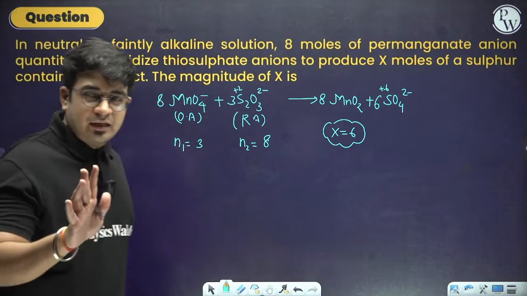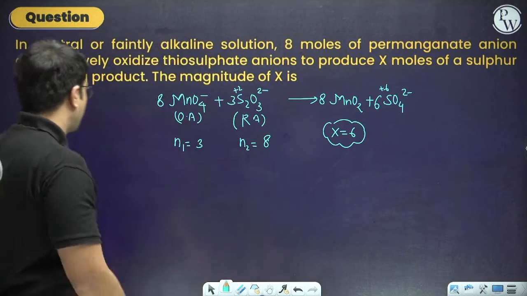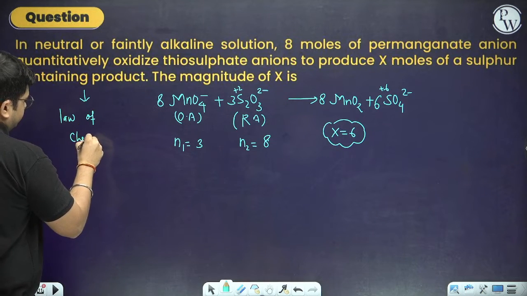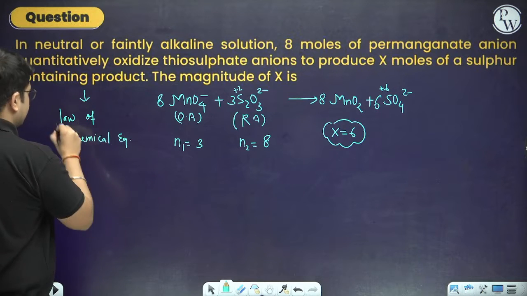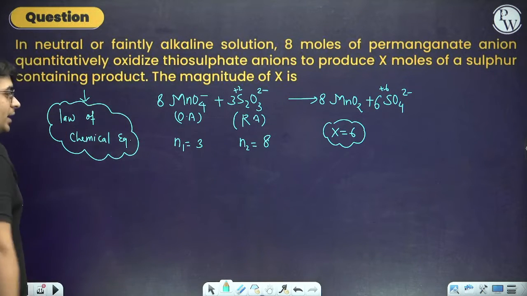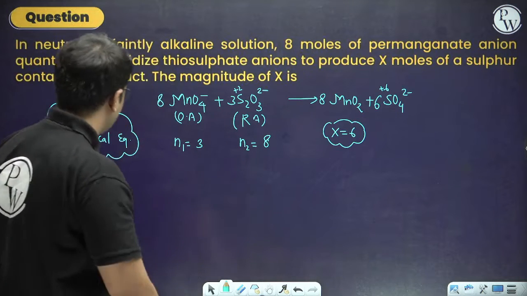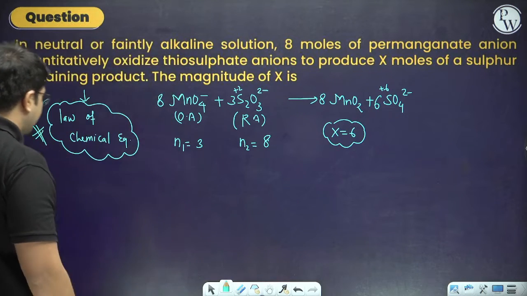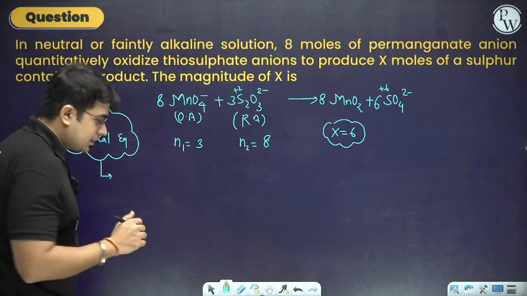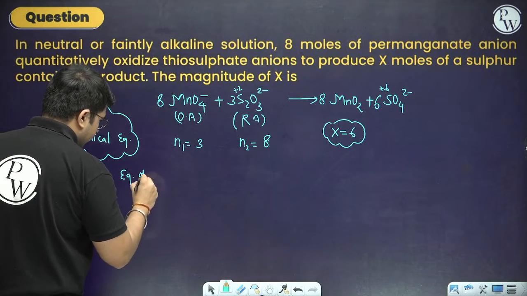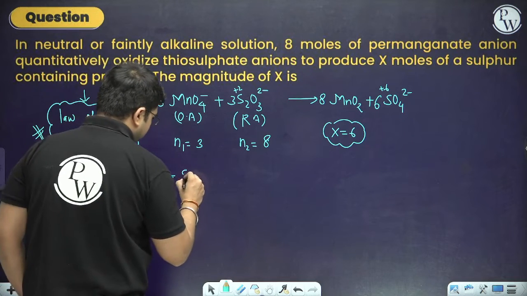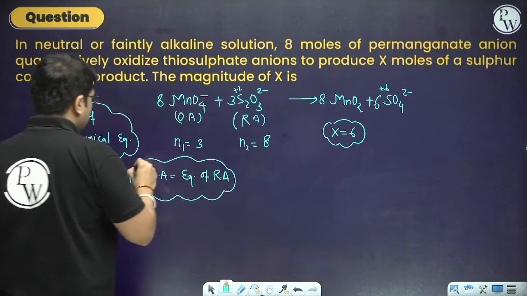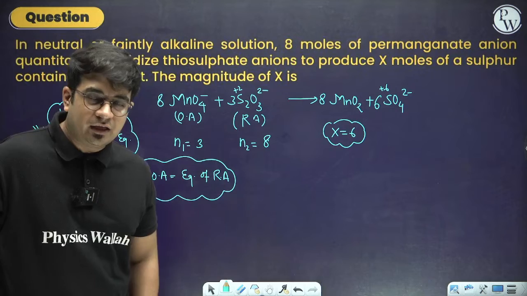There is one more thing which I can use to solve these types of questions, which is the law of chemical equivalence. If you don't want to balance these types of equations, you can use the law of chemical equivalence, which is much easier. This law simply says that the number of equivalents of oxidizing agent will be equal to the number of equivalents of reducing agent. That's all. But the thing is, how to calculate the equivalents, that part we don't know yet.